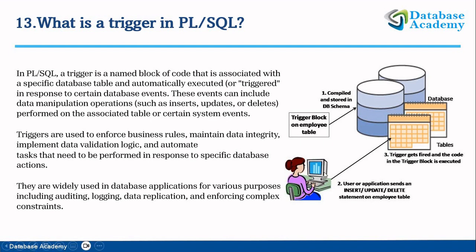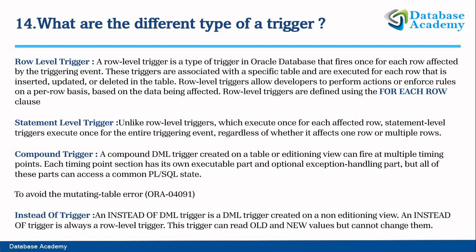Here you can see that whenever we perform any DML operation on a table, the trigger will get fired based on the event, insert, update or delete, and will be executed in our database. Now let's see the next question. What are the different types of triggers? Basically we have row level trigger, statement level trigger, compound trigger and instead of trigger.